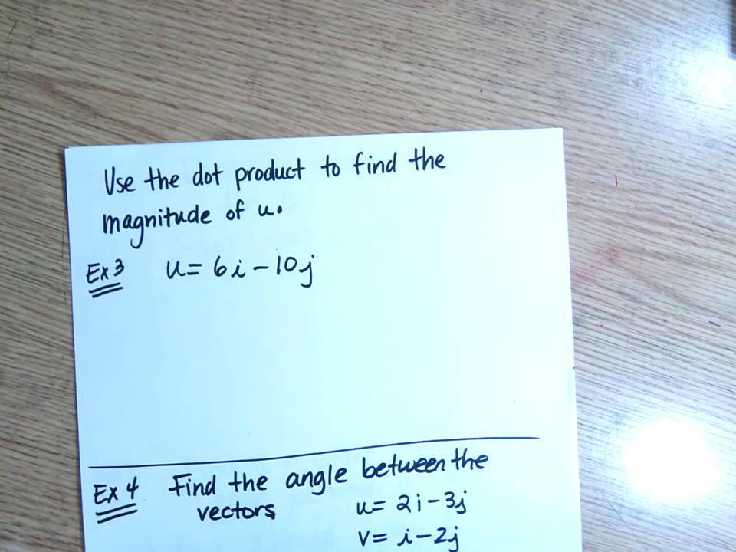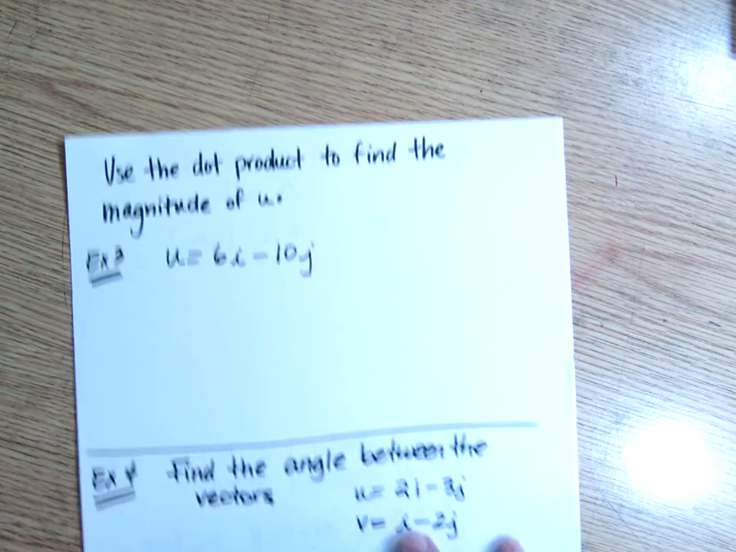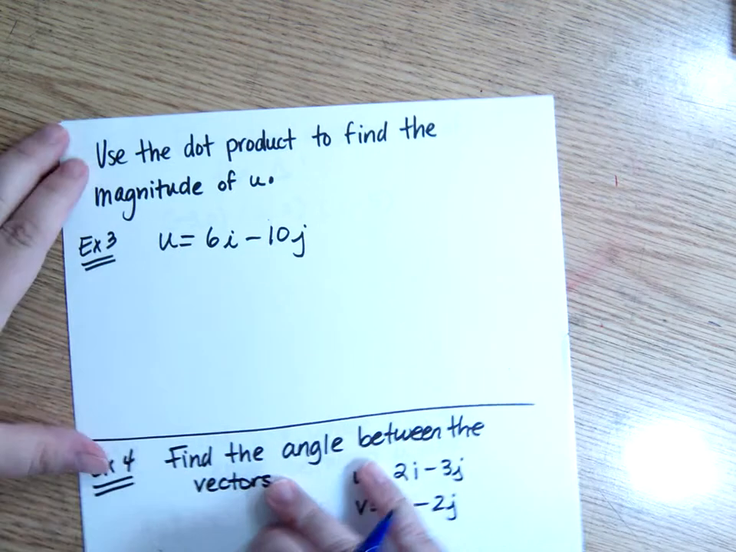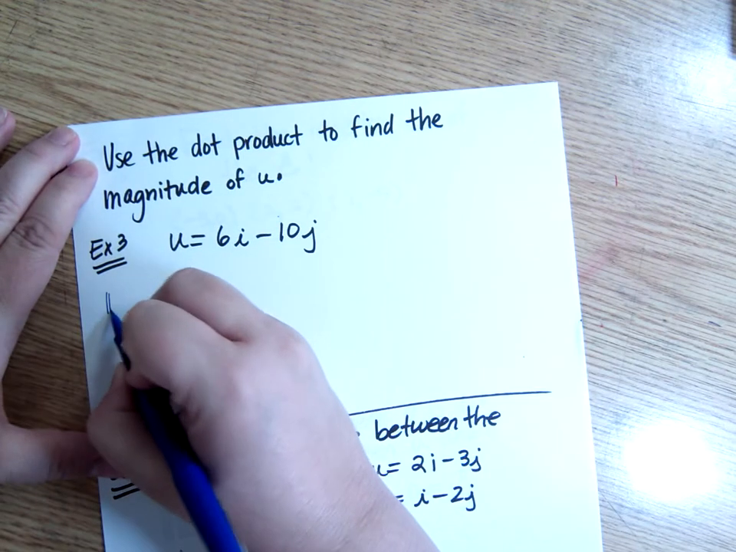Use the dot product to find the magnitude of u. There's an example like this in your book, a really good example for this, with the caveat that there is not a great example for this. They're just trying to make you recognize a relationship here. And that is, if I want to find the magnitude, let's look at finding the magnitude of u.